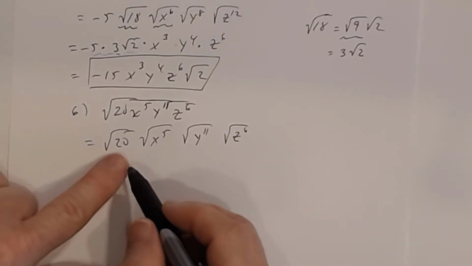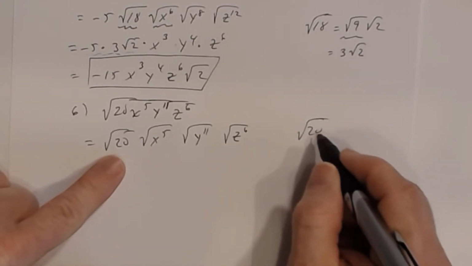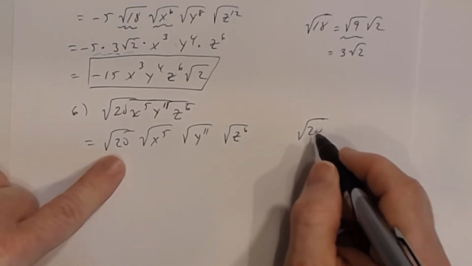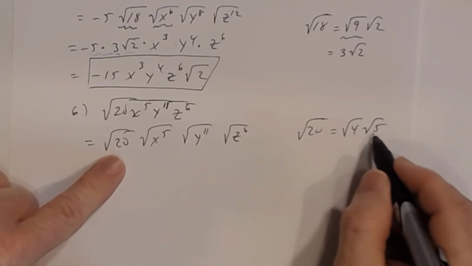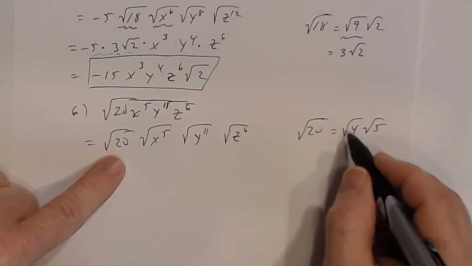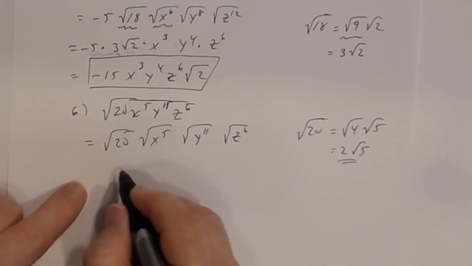Now let's go by the square root of 20. 20 is not a perfect square, but I know that 4 is the largest perfect square that goes into 20. So I'm going to rewrite this as the square root of 4 times the square root of 5. 4 times 5 is 20. The square root of 4 is 2. So that's 2 square root of 5. So that goes here now.